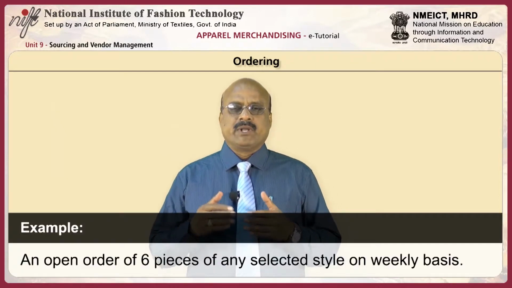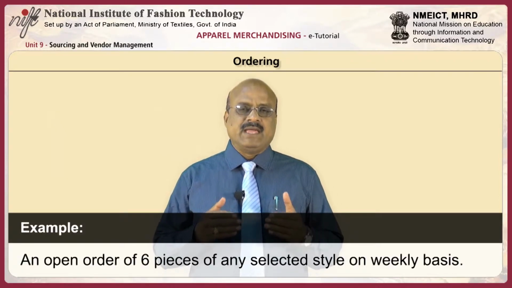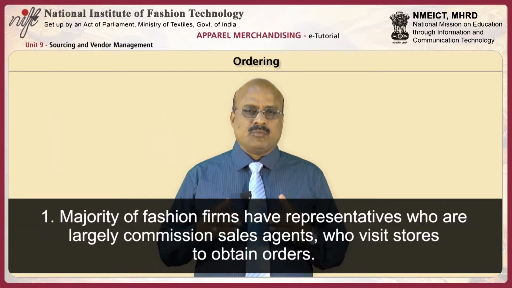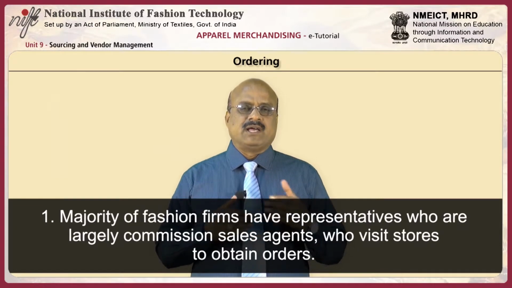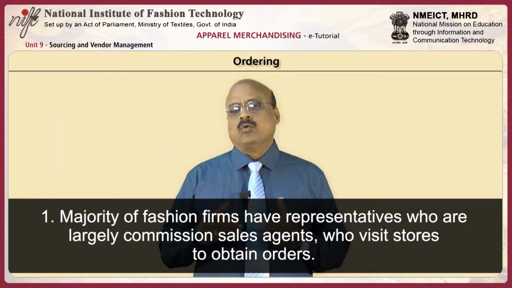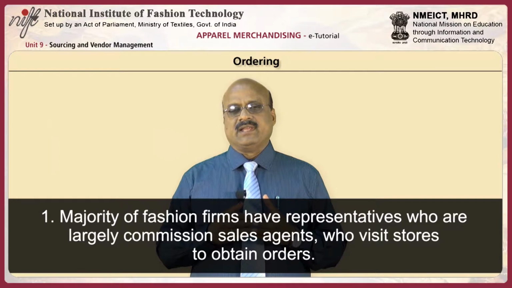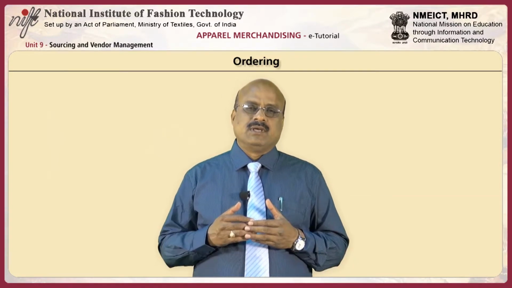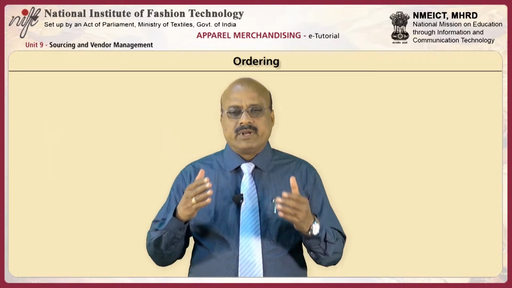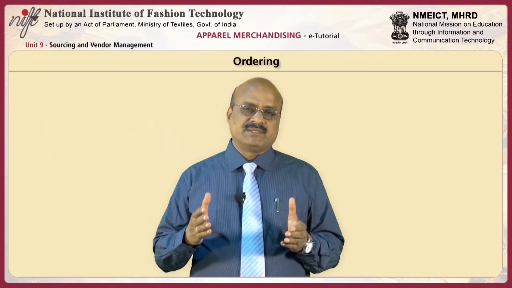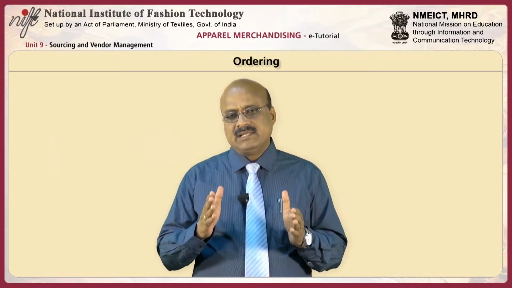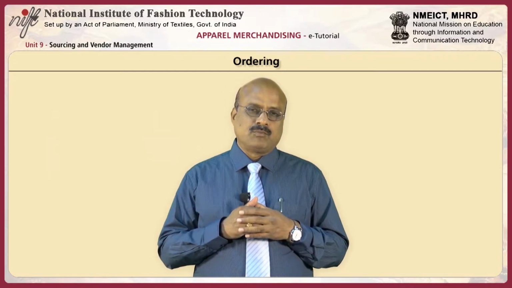Example, an open order of 6 pieces of any selected style on a weekly basis. The majority of fashion firms have representatives who are largely commission sales agents who visit stores to obtain orders. They establish a good relationship with the buyers and are able to offer advice about styles and trends too.